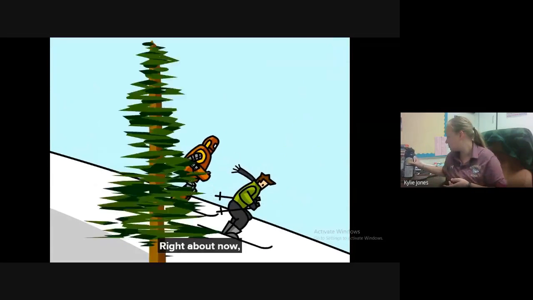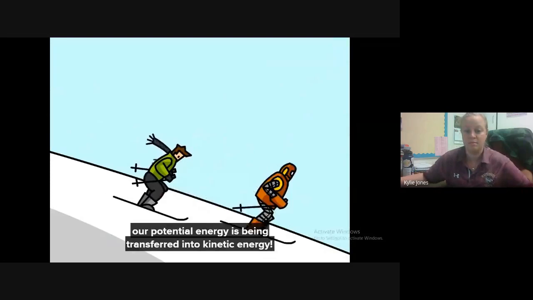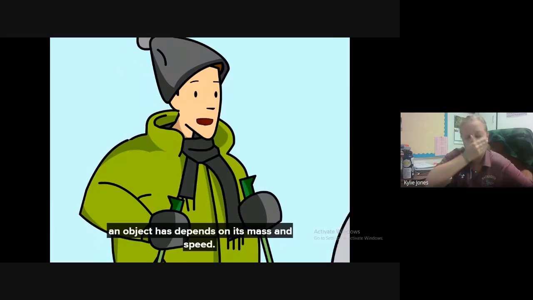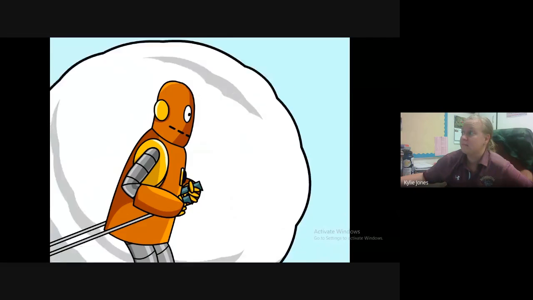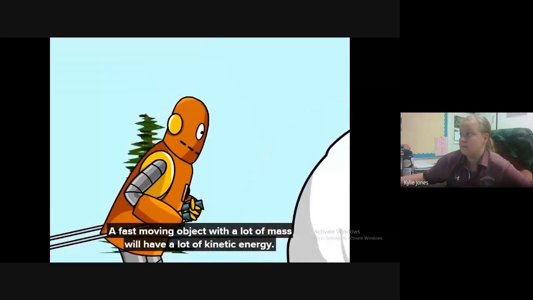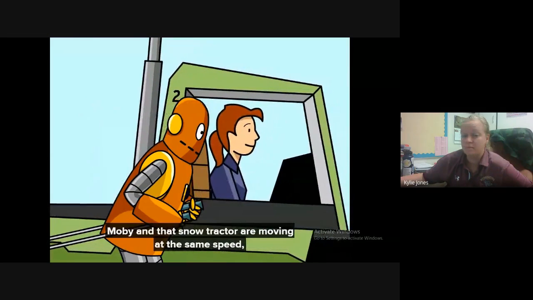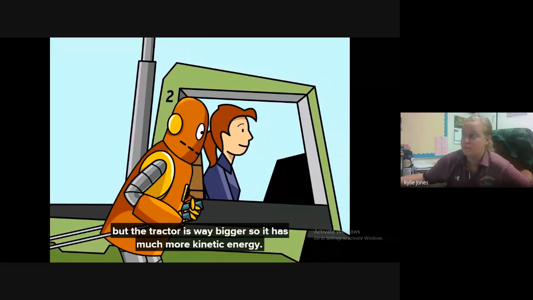Right about now, our potential energy is being transferred into kinetic energy. The amount of kinetic energy that an object has depends on its mass and speed. A fast-moving object with a lot of mass will have a lot of kinetic energy. Moby and that snow tractor are moving at the same speed, but the tractor is way bigger, so it has much more kinetic energy.